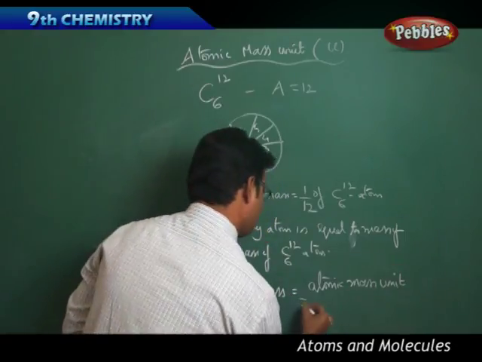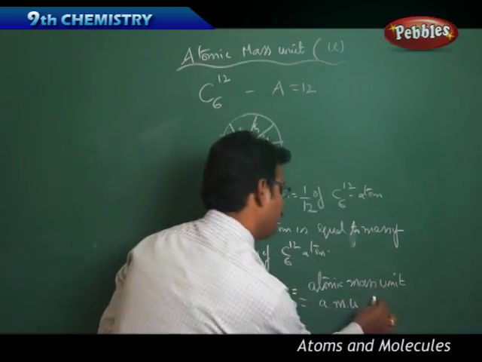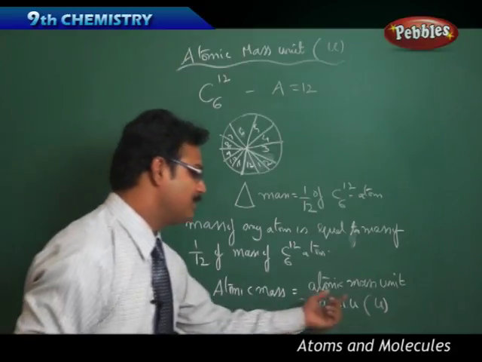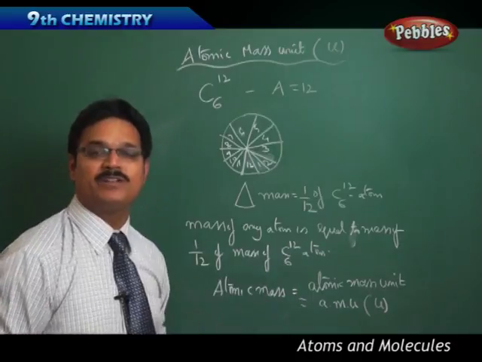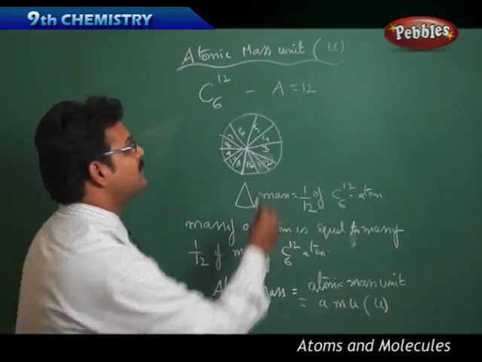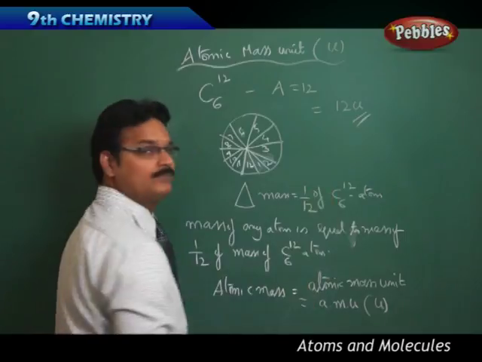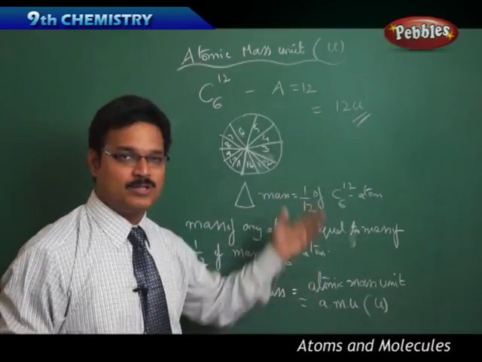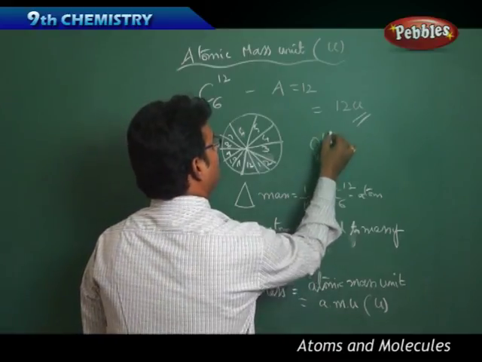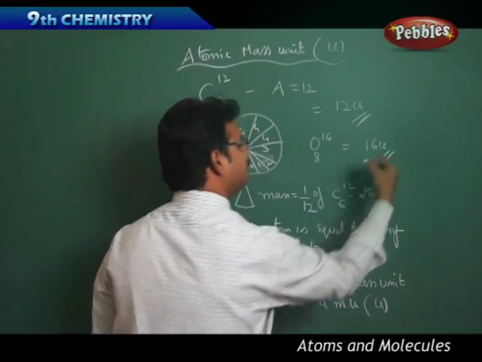In simpler form, you can write AMU, atomic mass unit. Still, they simplify to a symbol U. So atomic mass unit is expressed in terms of the symbol U. If you ask what is the atomic mass of carbon, it is 12U. Simply you can say 12 AMU or 12U. If you ask what is the atomic mass of oxygen, simply it is 16U.